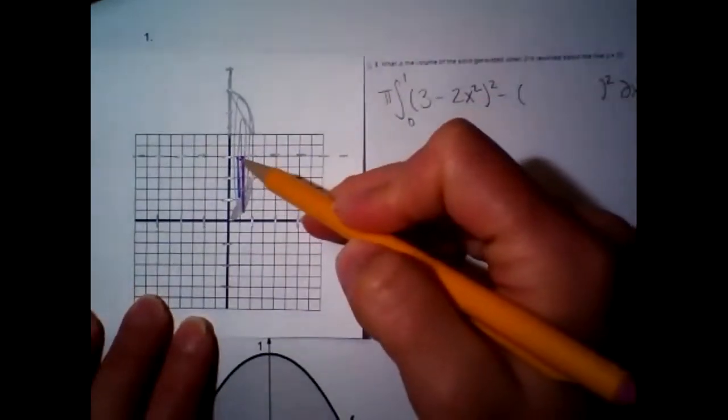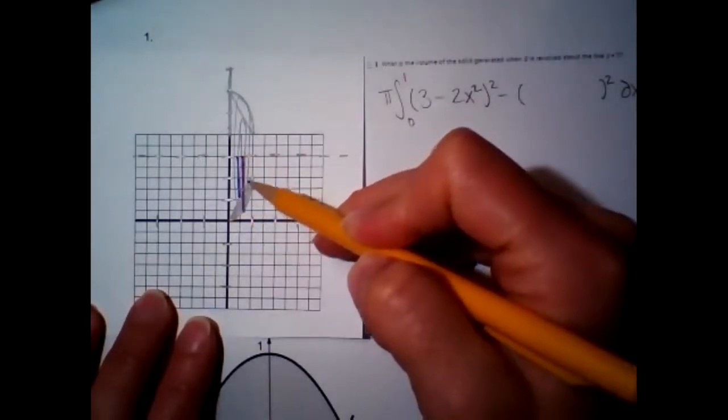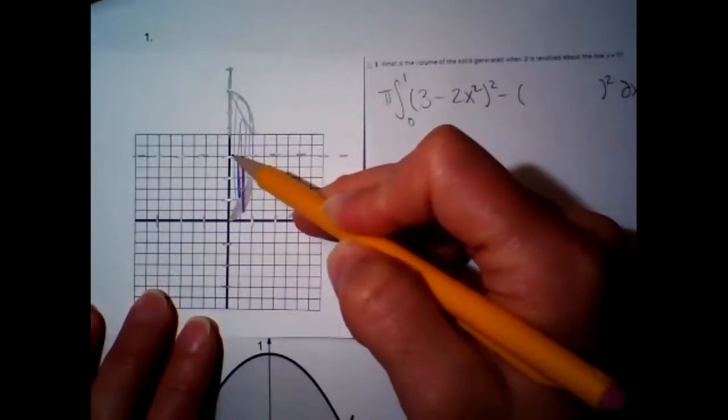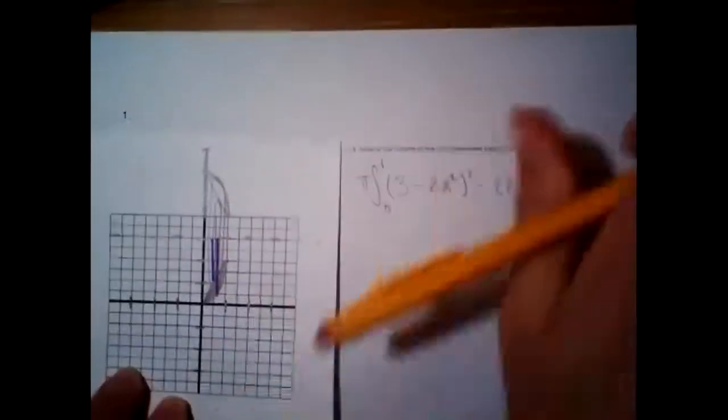And then the blue line is the inside radius. Again, upper graph minus lower graph. This one's the line, which was 2x. So 3 minus 2x. And that was it. That's all you had to do was the setup.